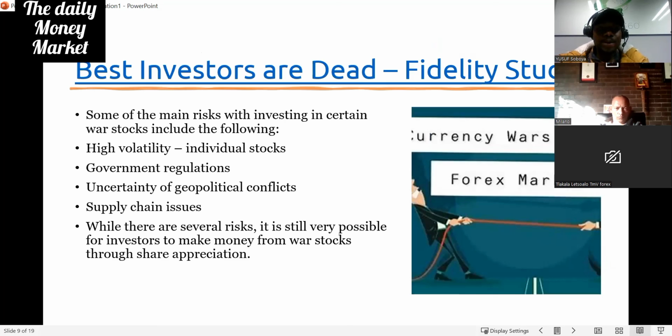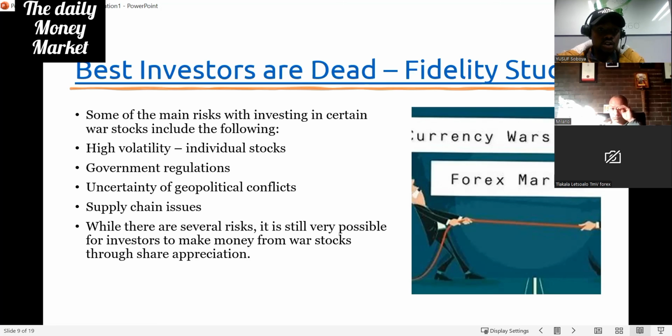Okay, all right. So the best investors are dead. This was the article from a Fidelity study. It's telling that the best investors are the dead ones, right? They were actually having the article to back up the war stocks, that you can make so much money during the war. Some of the main risks with investing in certain war stocks include the following: the high volatility when you are investing in war stocks.